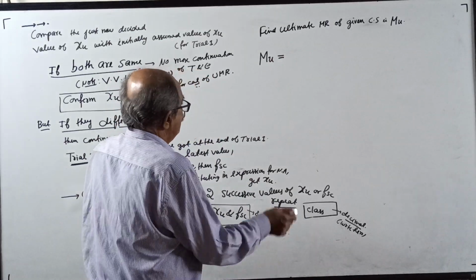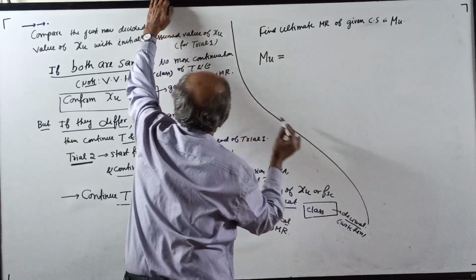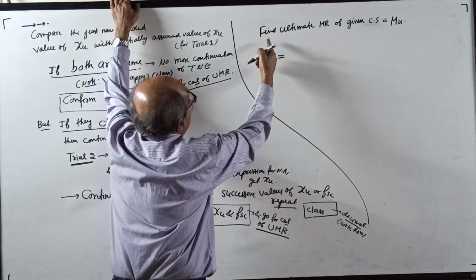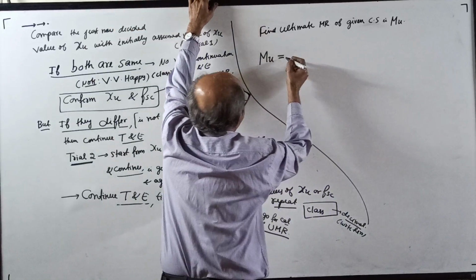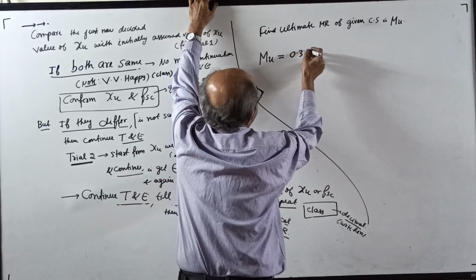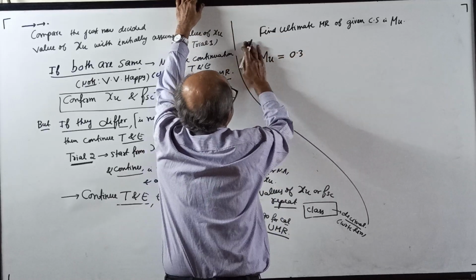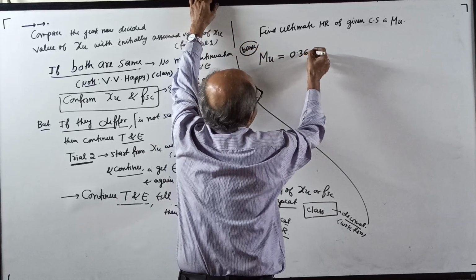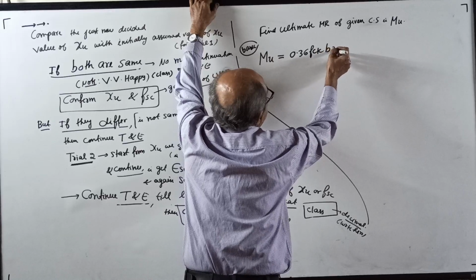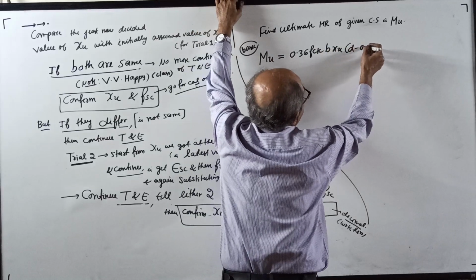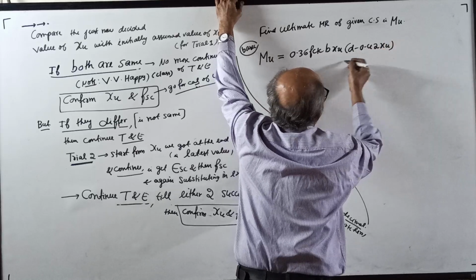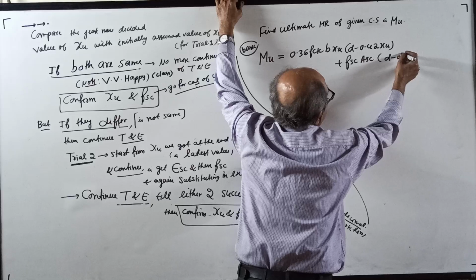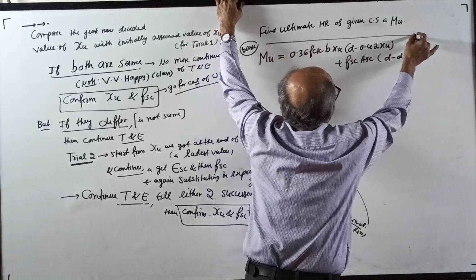Okay, now, last step. After all this, see here I told, go for UMR. Here also I told, go for UMR. Formula: ultimate MR of the given cross section, MU, equals, I will first put the basic equation. Those who want the basic, some are using this equation: 0.36 FCK into B into XU into D minus 0.42 XU, plus FSC into ASC into D minus D dash. This is the basic equation. Okay, you can use this one.